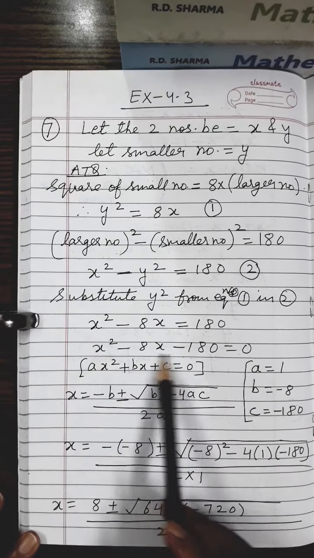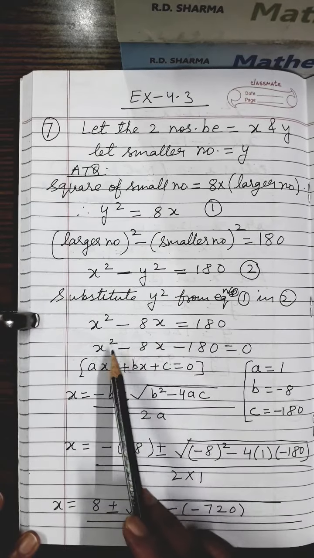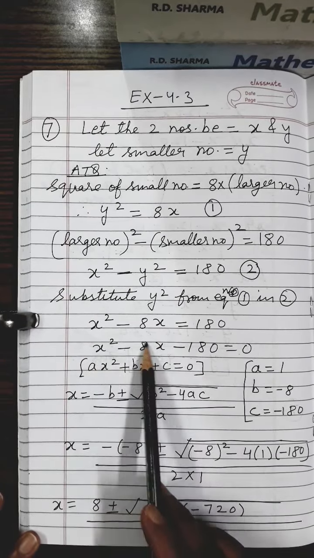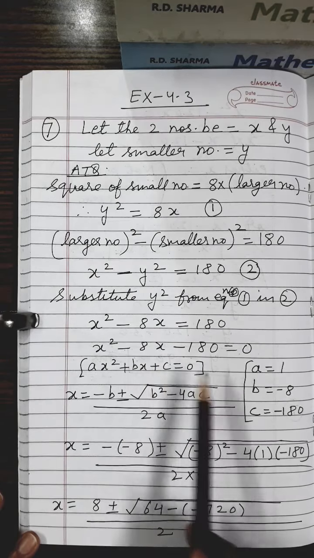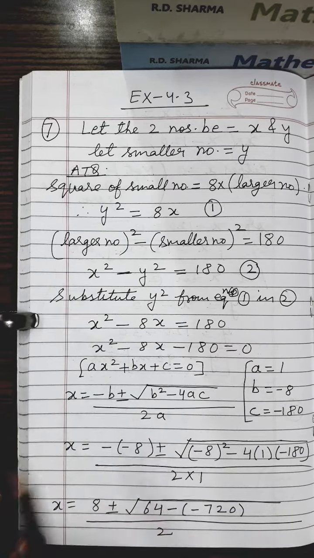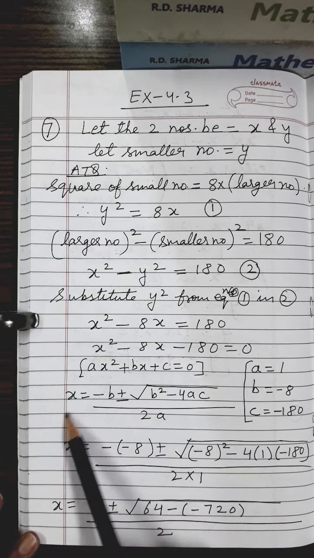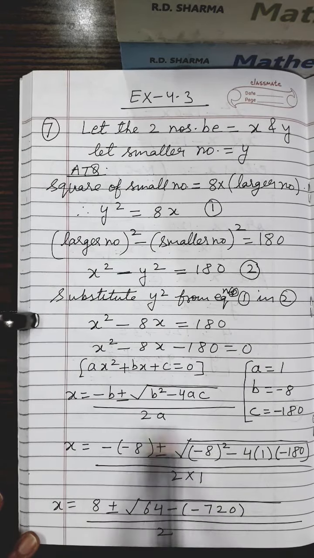Now you see children, this equation is a quadratic equation having one variable, degree 2. You can compare it with this standard form, ax square plus bx plus c equals to 0. Now I will solve this equation for x. So for that, write down quadratic formula. x equals to minus b plus minus root b square minus 4ac upon 2a.